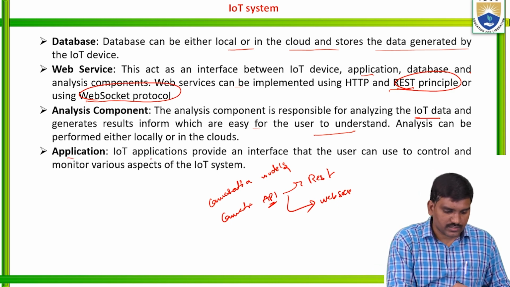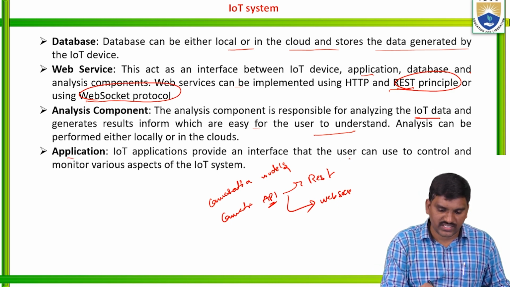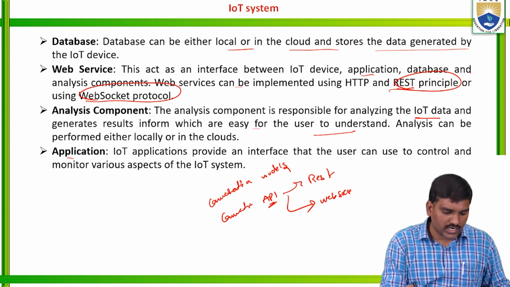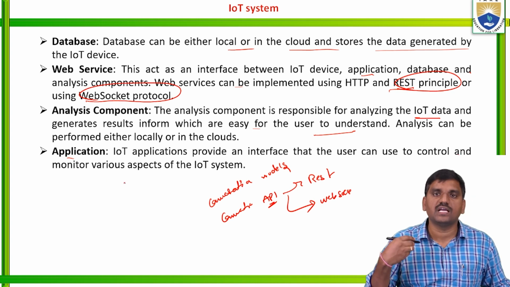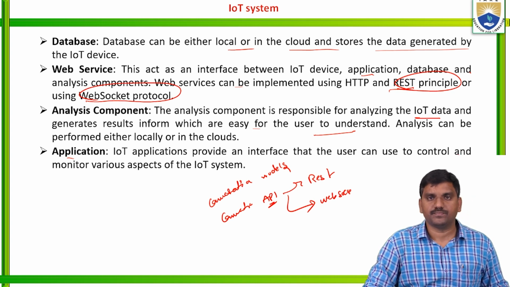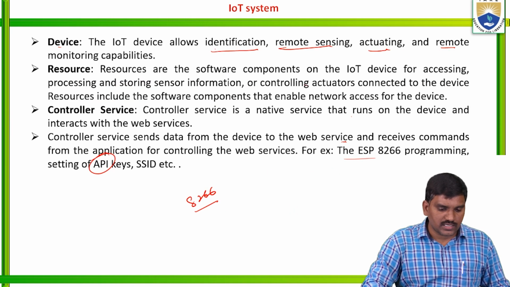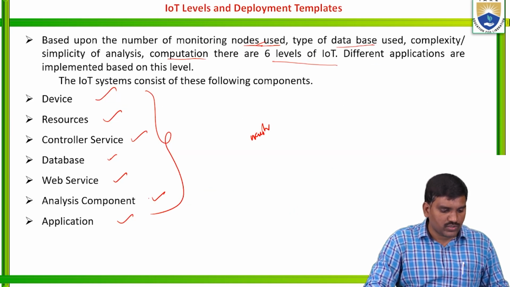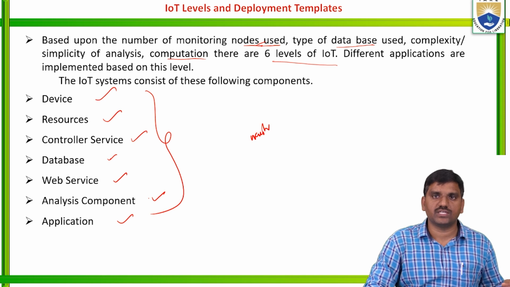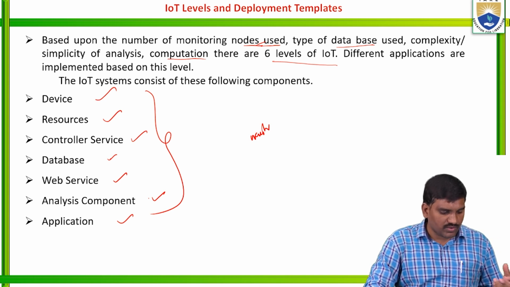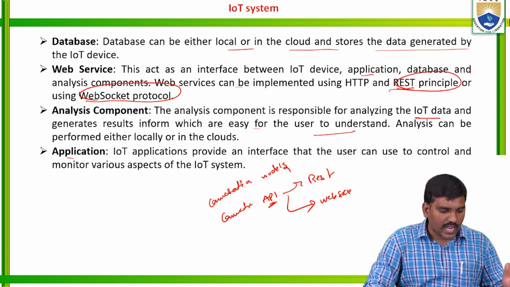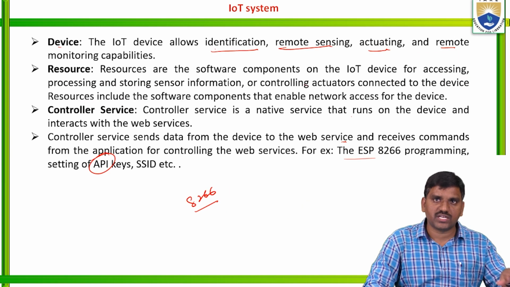Next, application. IoT applications are an interface that users can use to control and monitor various aspects of the IoT system. So these are some components of IoT levels: device, resources, control service, database, web services, analysis component and application. These are the elaborations of these words.